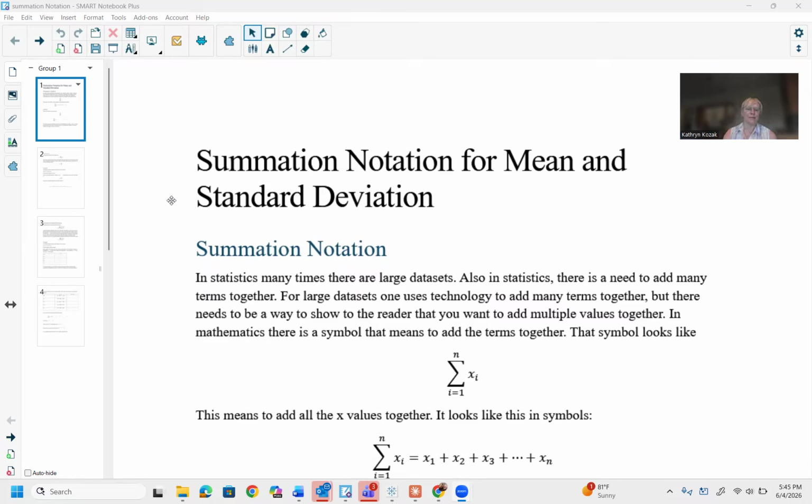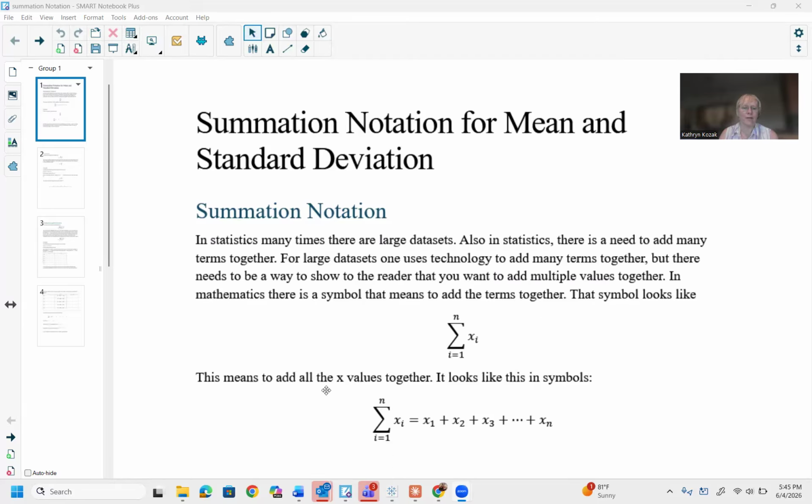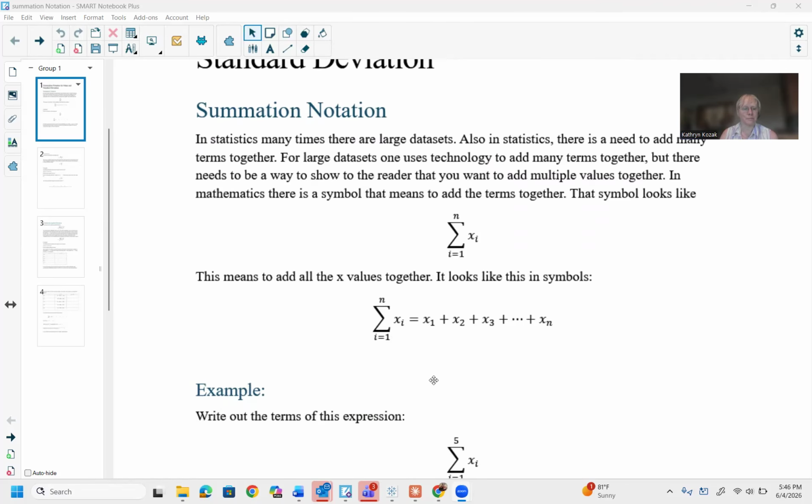In mathematics, there's a symbol that means add the terms together. That symbol looks like the summation, i equals 1 to n, of x sub i. That means to add all the x values together. It looks like this in symbols. The summation i equals 1 to n of x sub i is x1 plus x2 plus x3, keep adding up to plus xn.